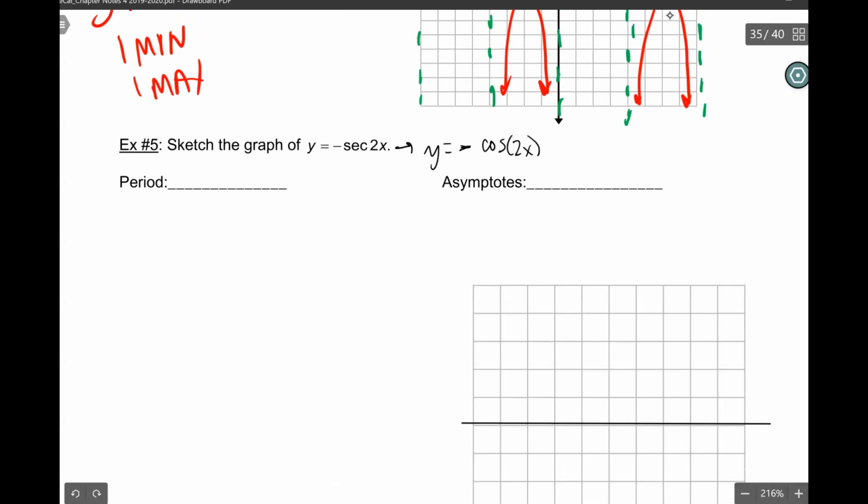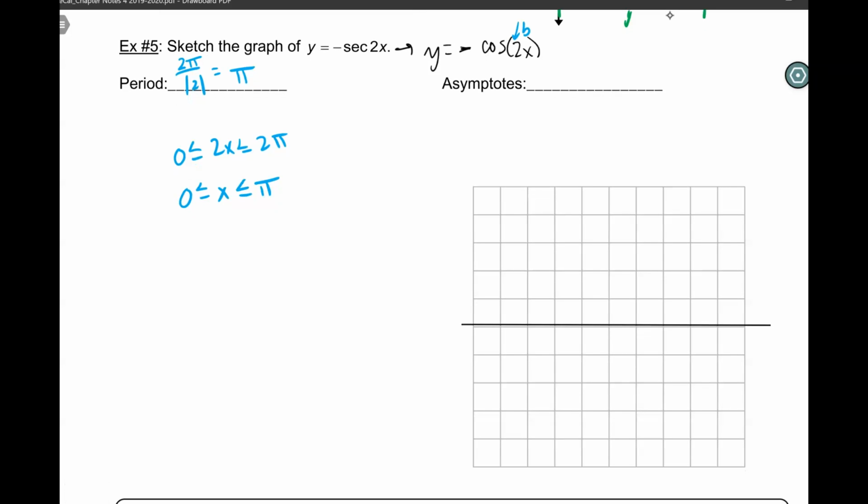Okay, so for cosine, let's see what the period's going to be. So I have 2 pi over absolute value of b, so the b here is 2, because it's a number in front of x. So the period is going to be pi. Another way to do that, let's see, where am I going to be graphing? So divide by 2 everywhere, 0 is less than or equal to x, less than or equal to pi. So I'm going to go 0 to pi.